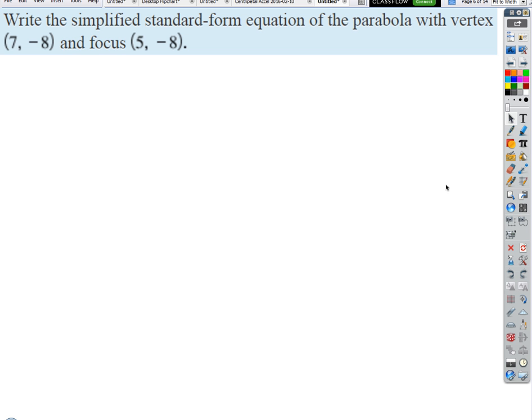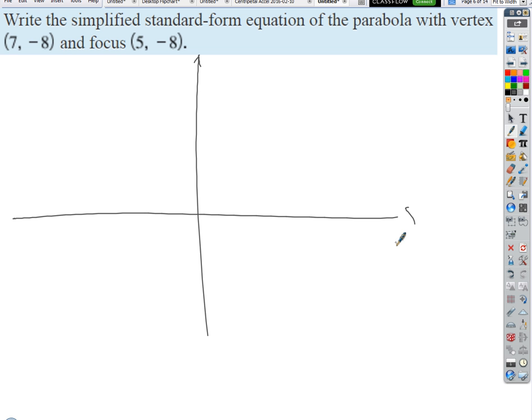So all we got to do here is just graph those 2 points, right, on the xy plane. You don't even really need the x and y axes, but I'll put them on here just so we can kind of orient ourselves a little bit. So if the vertex is over 7 and down 8, something like right there, call that the vertex. The focus is over 5 and down 8, so something like right there. Everybody agree? Yes. Okay.